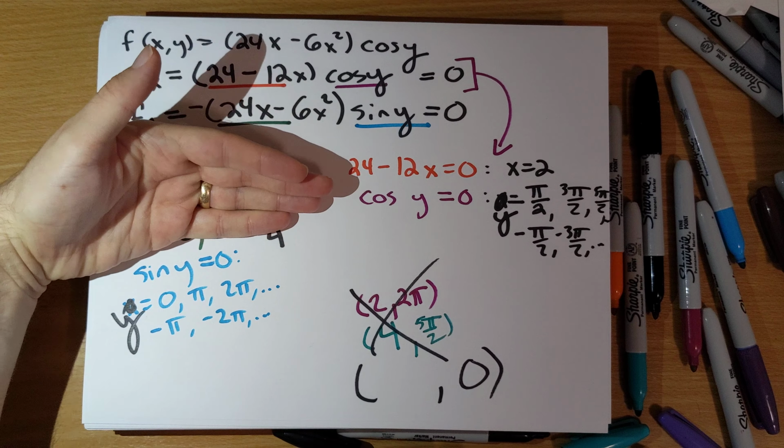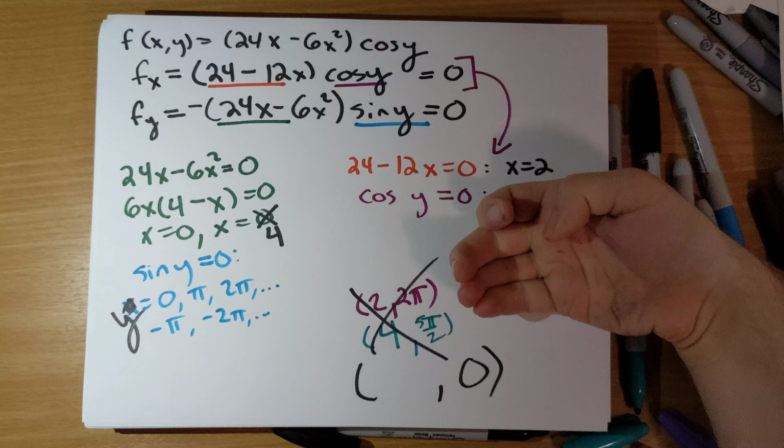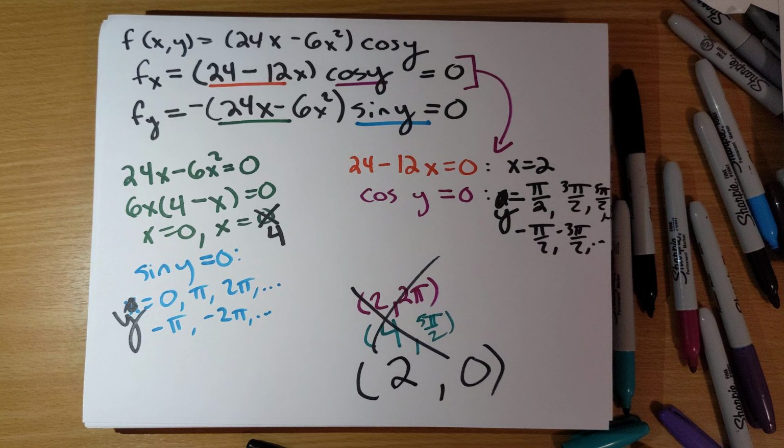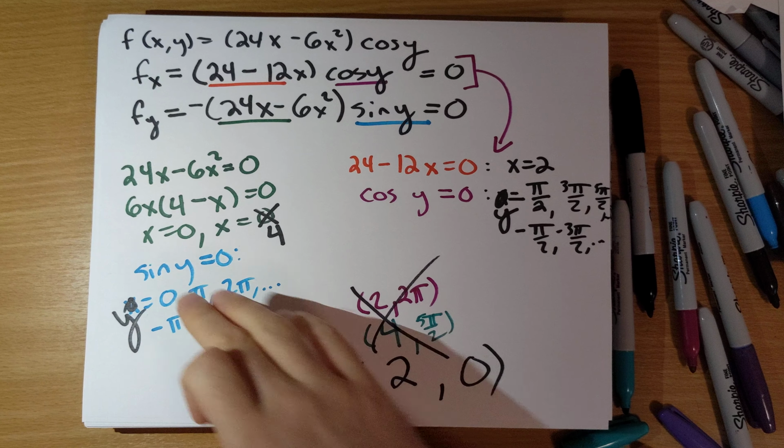Y has to equal 0, that rules out all of these. So to make this side equal to 0, we need x is equal to 2. So the only critical point here is (2, 0). Sorry about all of the typos.